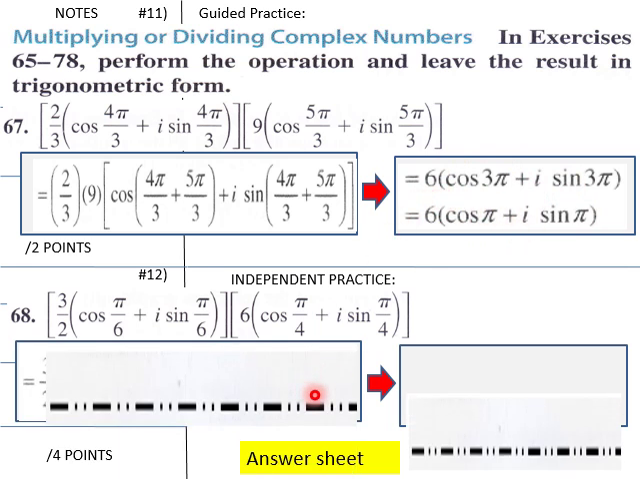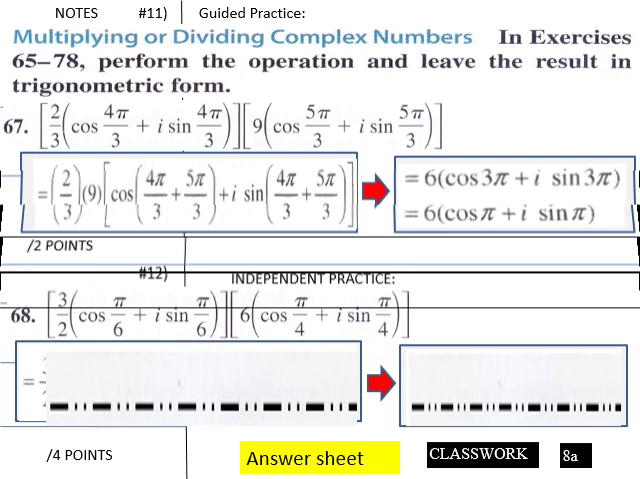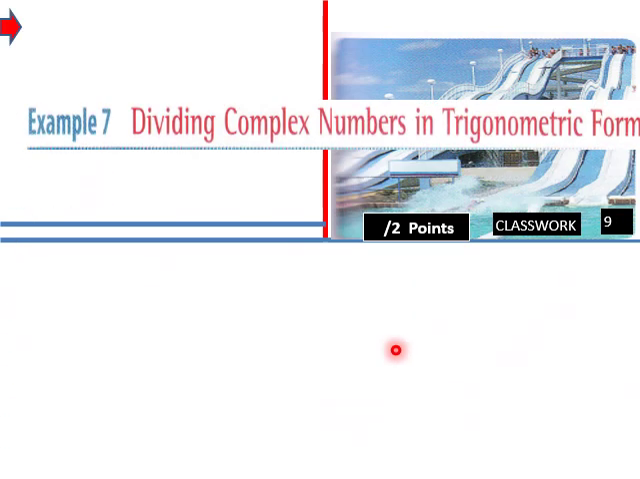Then down here, I'm going to let you do that. I'm going to let you do it, students. Let's move on to the next example here.